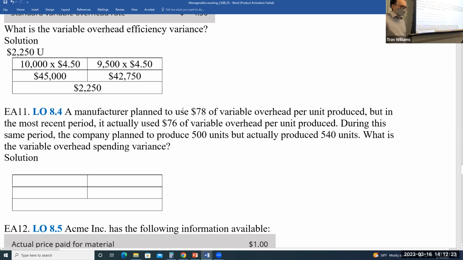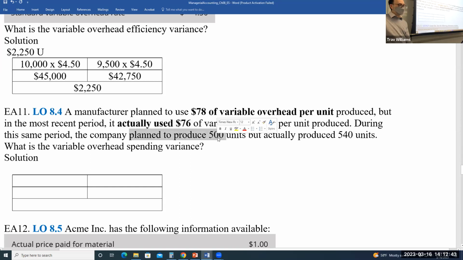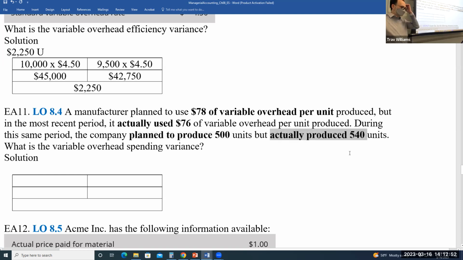A manufacturer planned to use $78 of variable overhead per unit. So that was their standard. But they actually used 76. So that is their actual rate for overhead. They plan to produce 500 units. So that is their standard quantity. They actually produced 540. So that's their actual quantity.